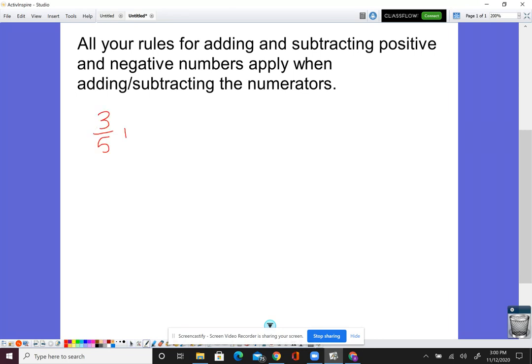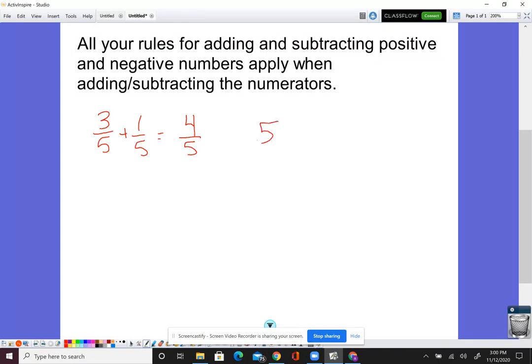So 3/5 plus 1/5. We have 5 as the common denominator, so we add 5. 3 plus 1 is 4. That can't be reduced down, and it's not an improper fraction, so it's not written as a mixed number.